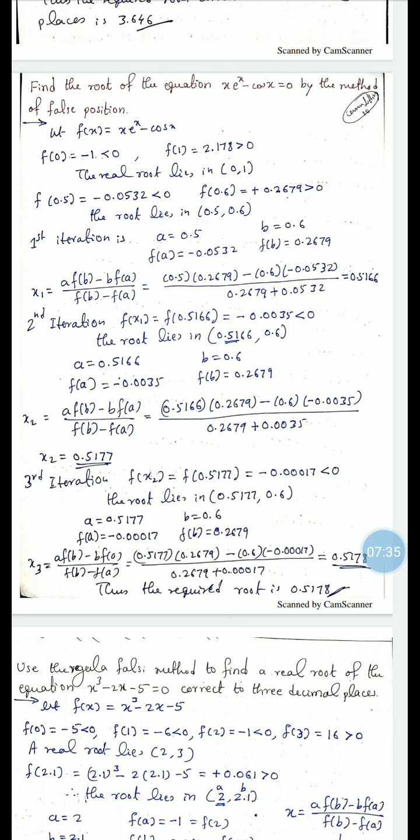So x2 and x3 points are nearly the same, therefore the root of the equation is 0.5178. It is a root of the equation f of x equal to x into e raised to x minus cos x. The root of the equation is 0.5178.